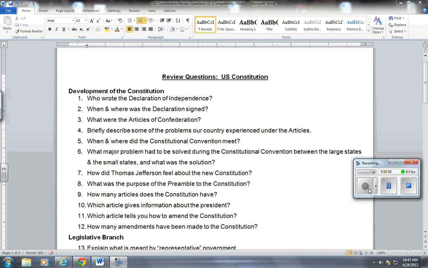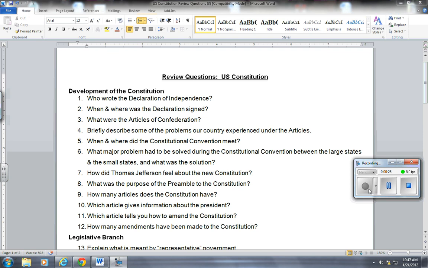In order to give you some more tools for reviewing for the U.S. Constitution test, I wanted to go through these review questions and just give you the answers. We'll be going over these in class, but if we don't get through all of them, I wanted to make certain that you had this option that you could go over these and make certain that you got the right answers.